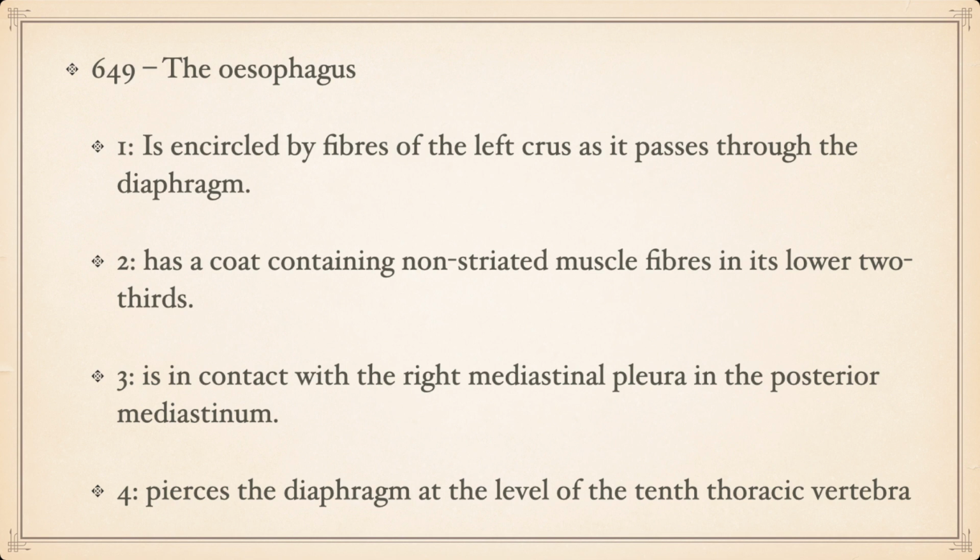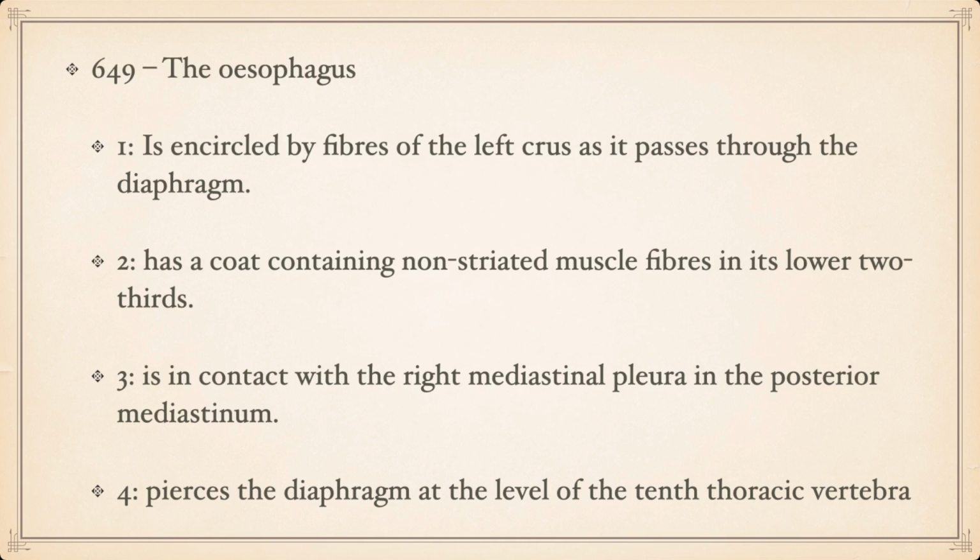Okay, number 1 is false. It's actually encircled by fibres of the right crus. Number 2 has a coat containing non-striated muscle fibres in its lower 2/3. Yes, that is correct. Remember that it starts off as striated and then becomes non-striated with a transition somewhere in the middle third.